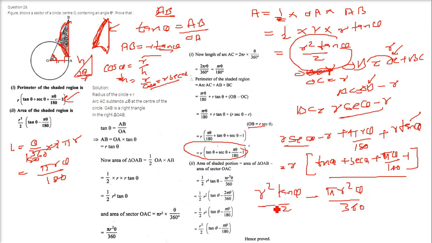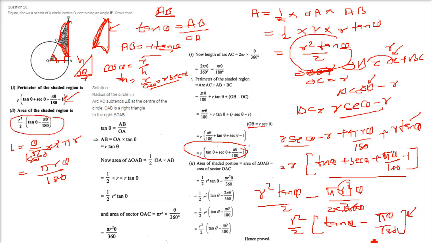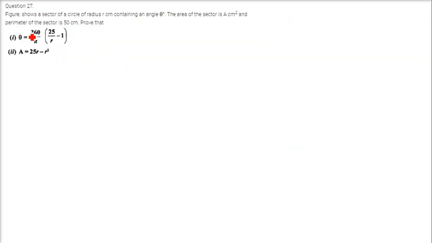Okay. Now take R square by 2 common. So when we take R square by 2 common, here we have only tan theta. Here R square by 2 we have taken common, so this will be 2 into 180. 2 we take common, so only remaining will be pi theta by 180. So this is the second thing which we have to prove, which we already proved, right?